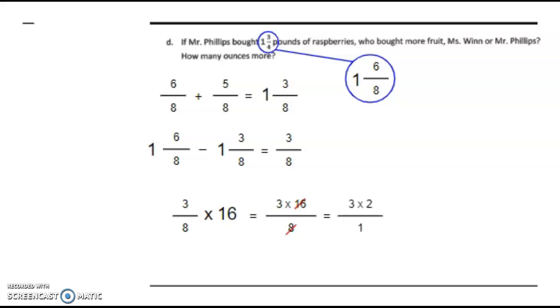I'm going to have 3 times 2. So 16 divided by 8 is going to give me 2. 8 divided by 8 is going to give me 1. So now I have 3 times 2 as my answer, which of course is going to give me a total of 6. So this is all it is for today. There are 6 ounces more.